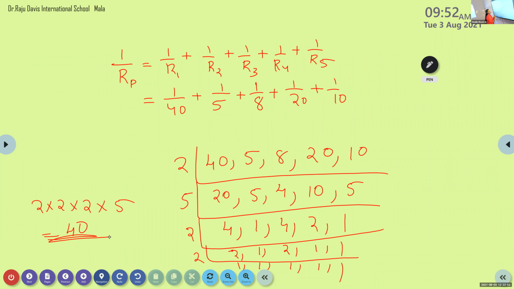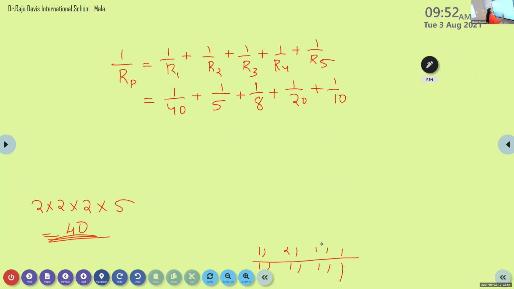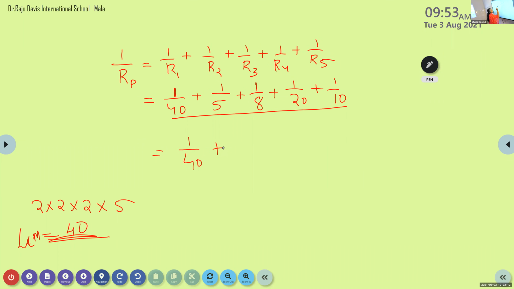So here we need to make all the denominators into 40. That is the purpose of finding this LCM. So the LCM is equal to 40. The first case is the same, 1 by 40, there is no change because the denominator is already 40. In the second case we need to get 40 here. So 5 into what do we need to multiply in order to get 40? 8. 5 into 8. The same thing you need to multiply in the numerator. This is basic mathematics.